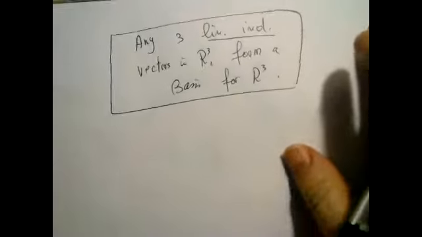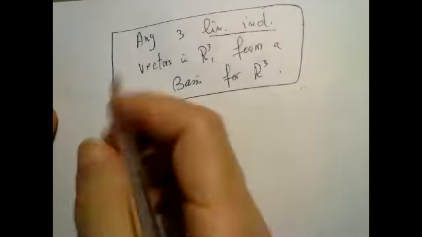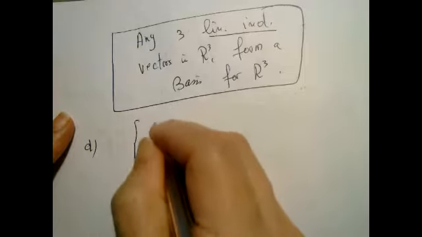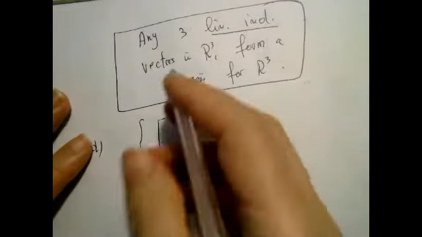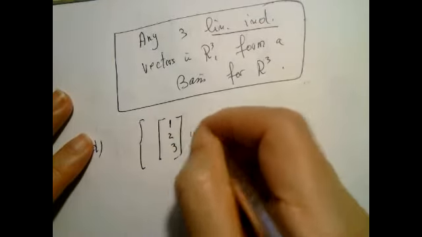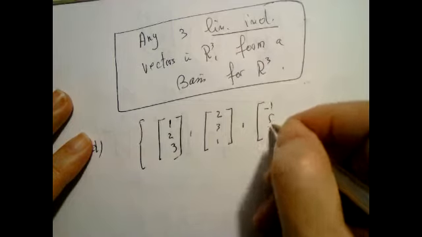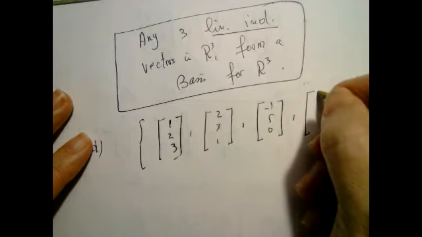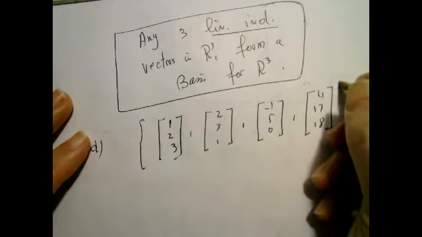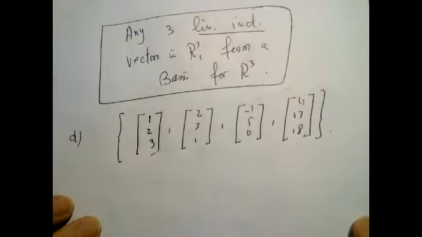All right, so my last example for R3 is simple. Suppose I have, I'm going to put the same vector that I had before, 1, 2, 3, 2, 3, 1, and minus 1, 5, 0, and finally 4, 17, 18. Those are four vectors in R3. And the question: do they form a basis? Yes or no? Do those form a basis?